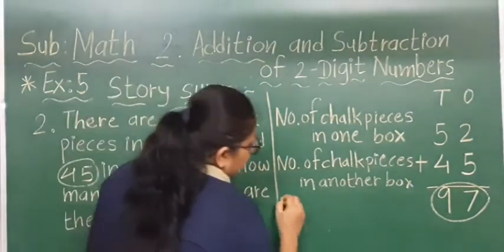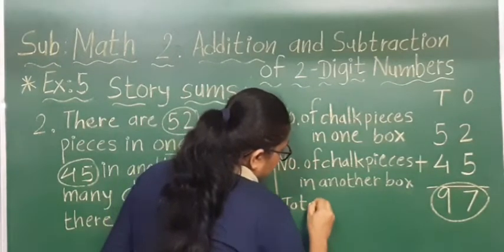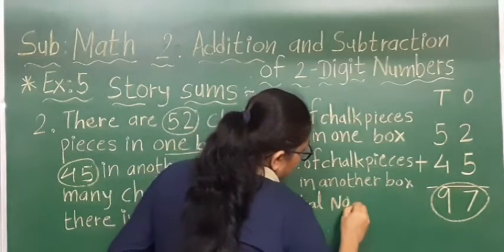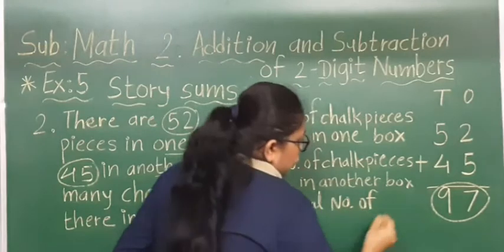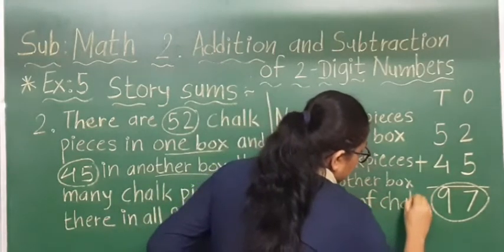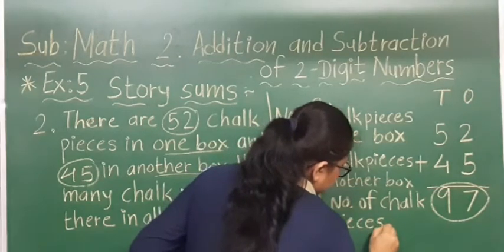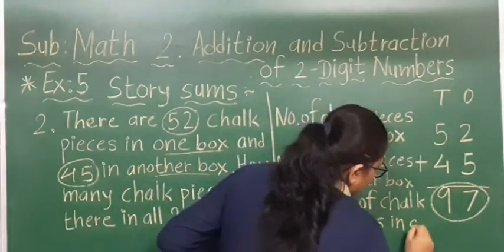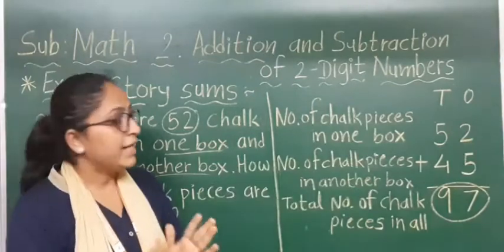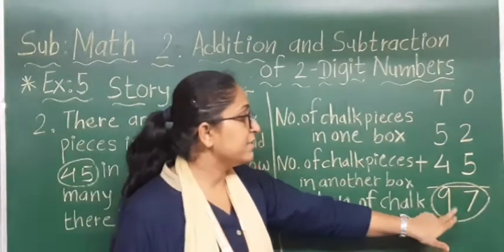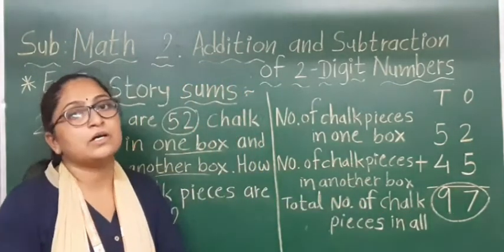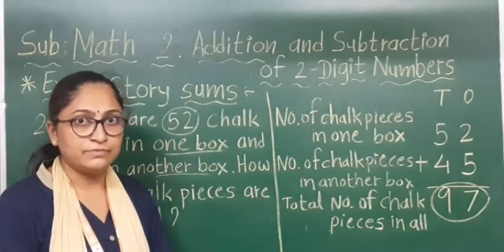Right? So here total number of chalk pieces in all. Now we got the answer 97. That is the total number of chalk pieces, right?